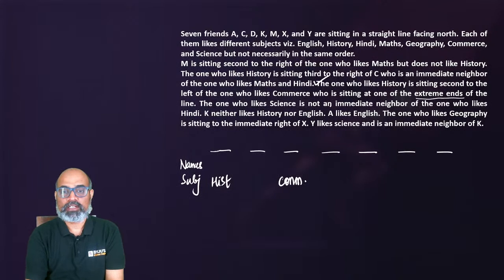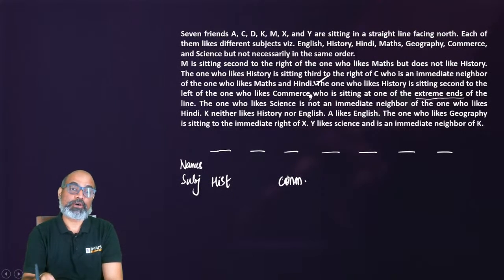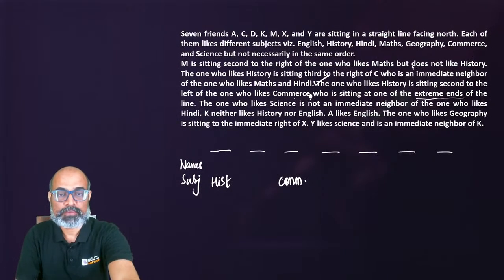Had there been a comma, then this phrase which says sitting at one of the extreme ends of the line would be about the latest person about whom description is given. So the comma should have gone to the extreme end. Since we don't have a comma, we can't take that.